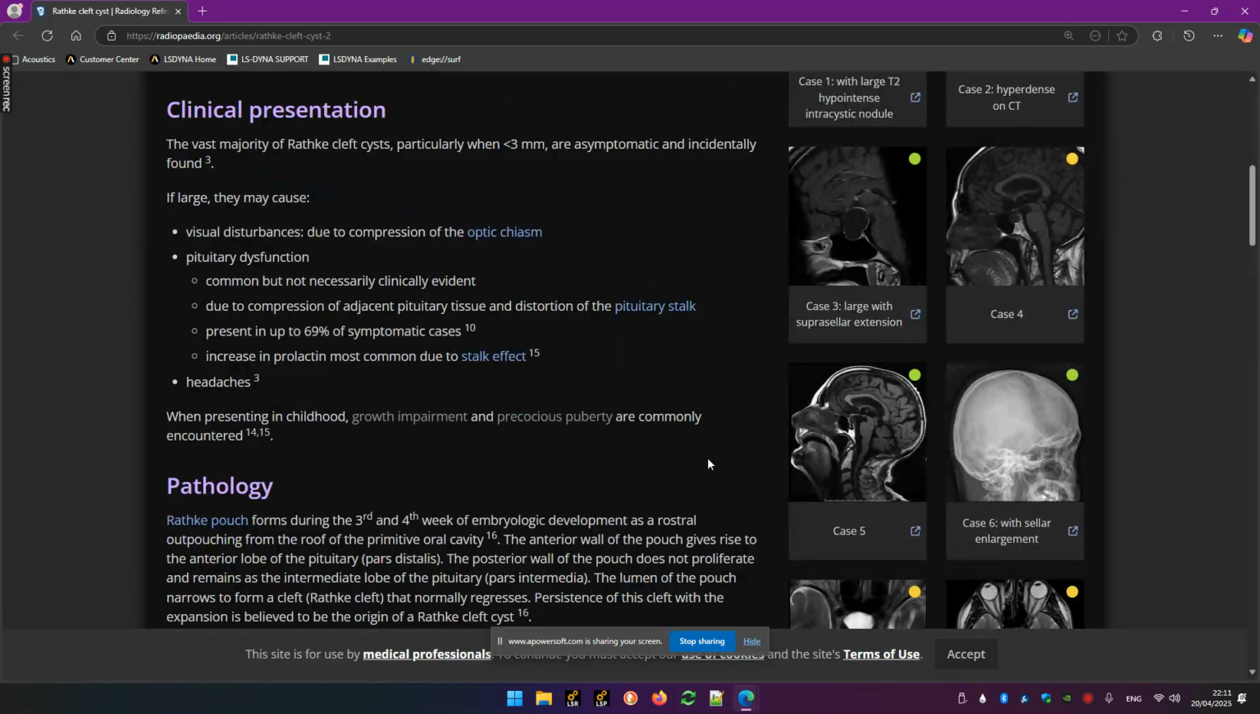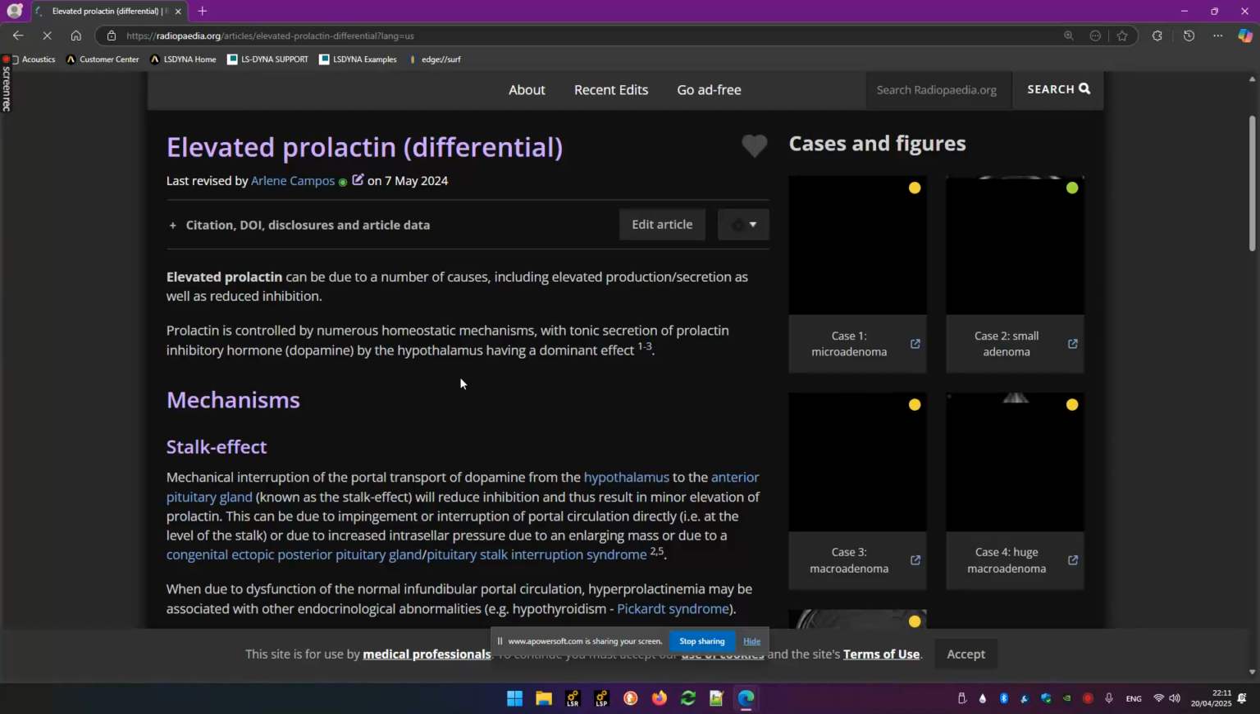Pituitary dysfunction, not necessarily clinically evident, but common. Compression of adjacent pituitary, a distortion of the pituitary stalk, in 70% of symptomatic cases. Increase in prolactin, most common due to stalk effect. What is the stalk effect? Prolactin.